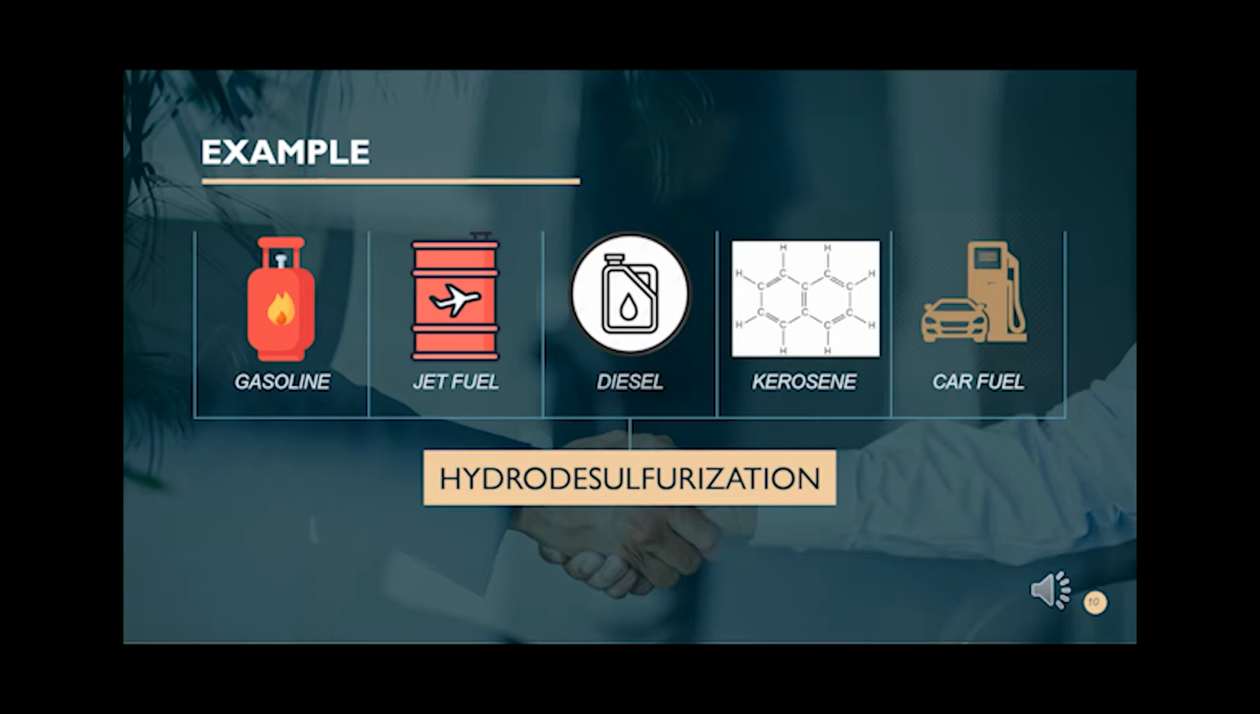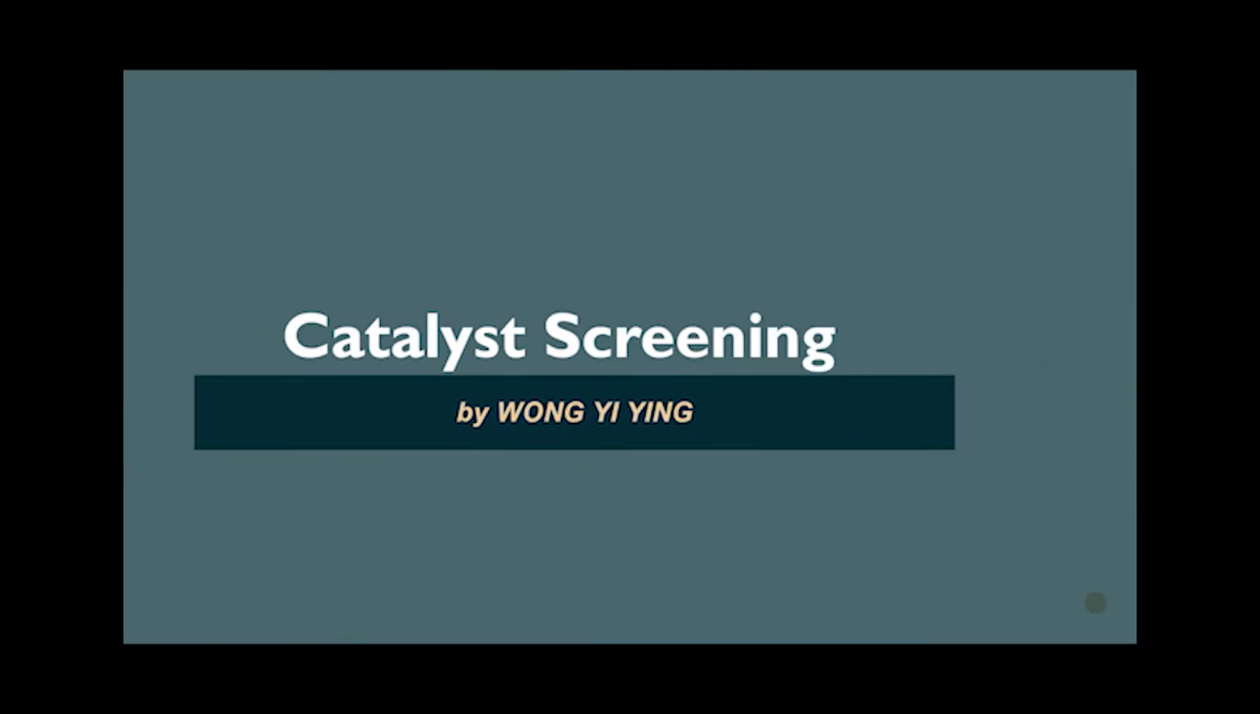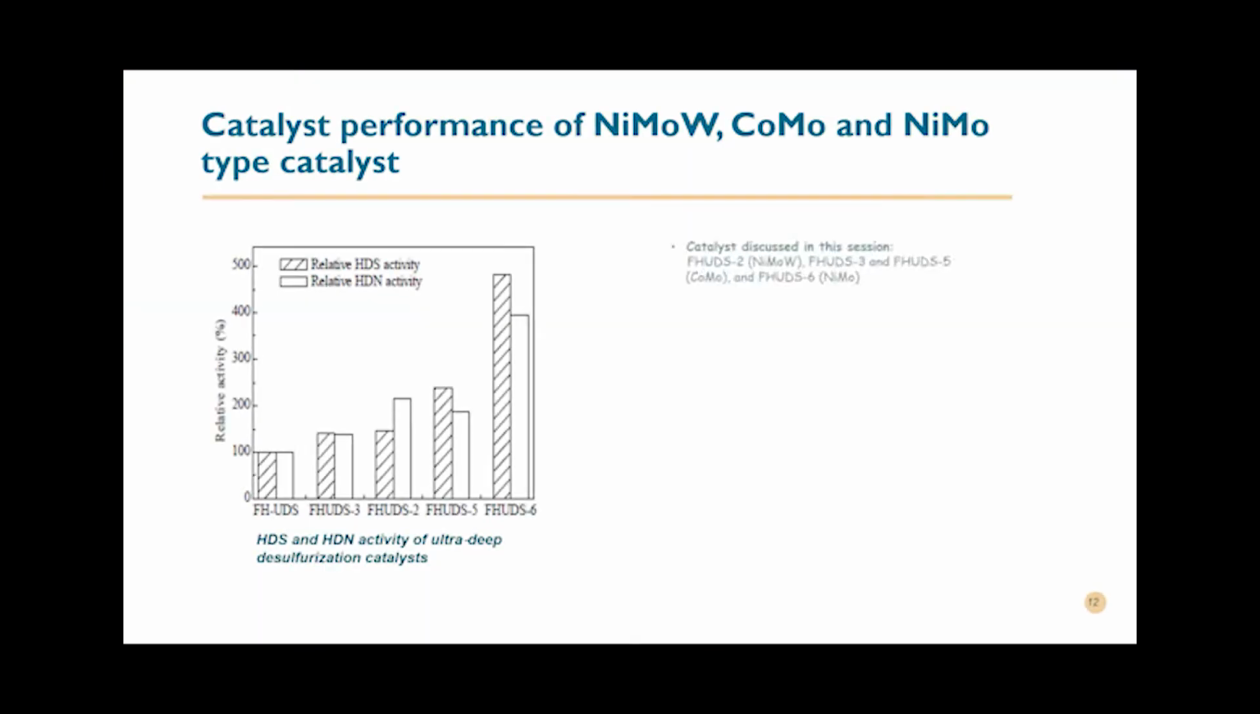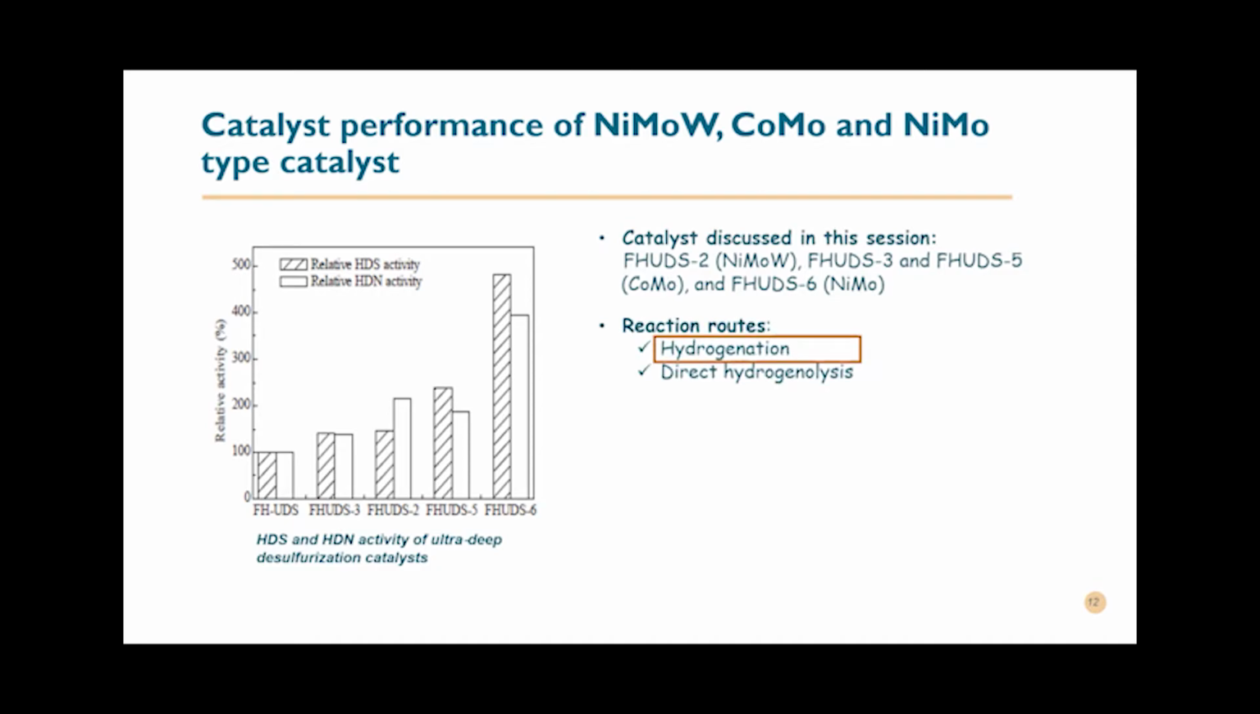In this project, we are going to present how diesel is produced through the hydrodesulfurization process. In this session, NiMoW, CoMo, and NiMo type catalysts will be discussed. Based on the figure, FHUDS exhibits the lowest activity in performing HDS, while FHUDS6 possesses the highest activity. In this project, we will be performing the hydrogenation route, and the suitable catalysts are FHUDS3, 2, and 6.